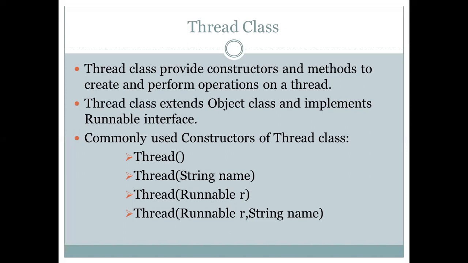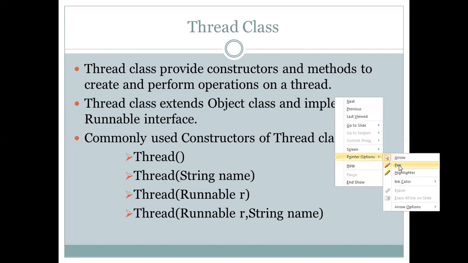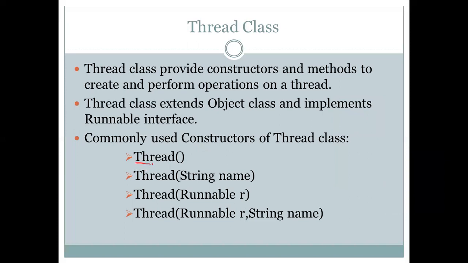The first constructor is just Thread with no arguments. Another constructor takes one argument, and that argument is the name, which will be the name of the thread. The third constructor takes an argument of type Runnable. And the fourth constructor takes an argument of type Runnable as well as a String. So these are the four different constructors that are commonly used for the Thread class.